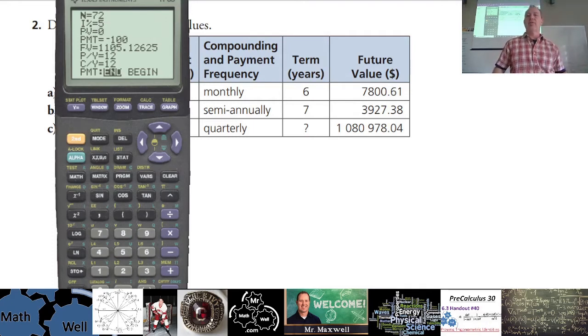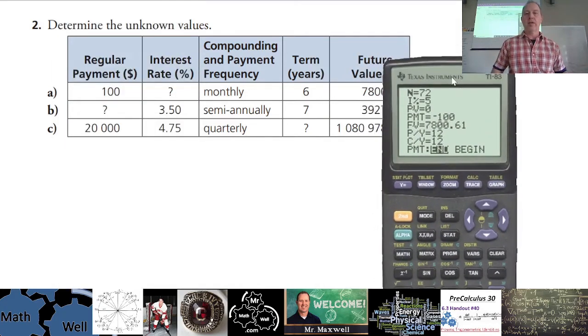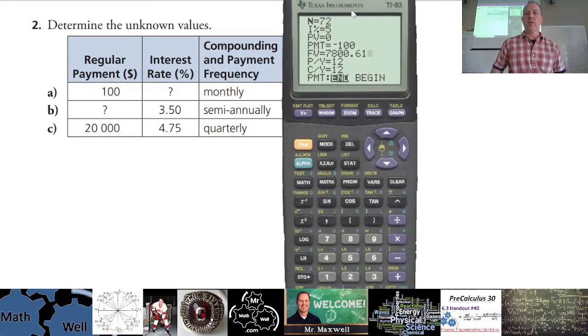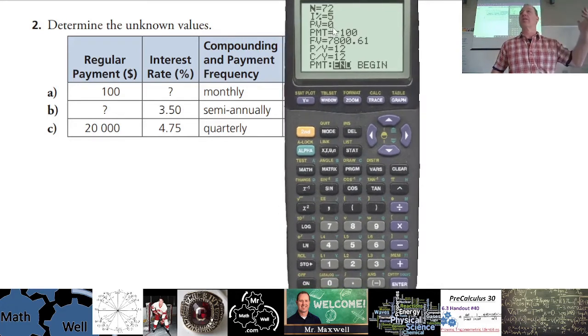And it gives us a future value. So the future value is going to be this number right here, $7,800.61 future value. So what we're trying to find is the interest rate. Let's just go over things here real quick. I've got 72 payment periods. I've got an annual interest rate that I'm going to try and find. That's from a previous question, so we don't know what this is. Present value we're assuming is 0. Payments are $100 per month. And this is the future value. Payments per year, compound periods per year.